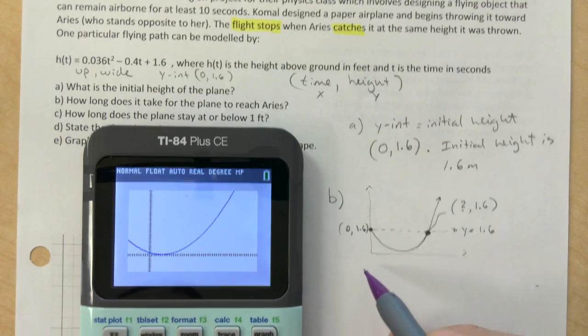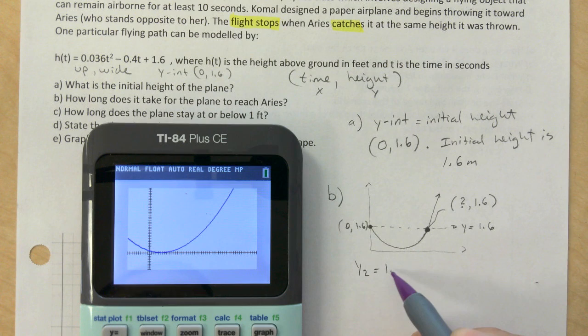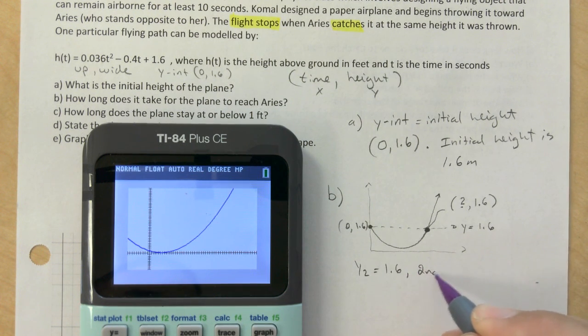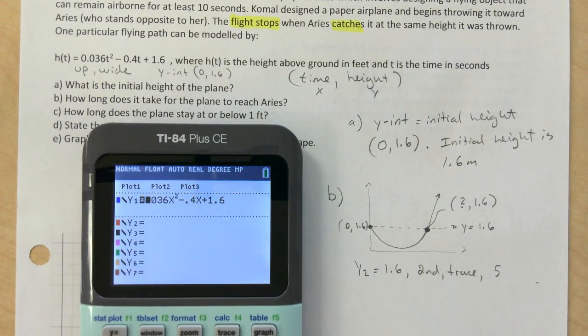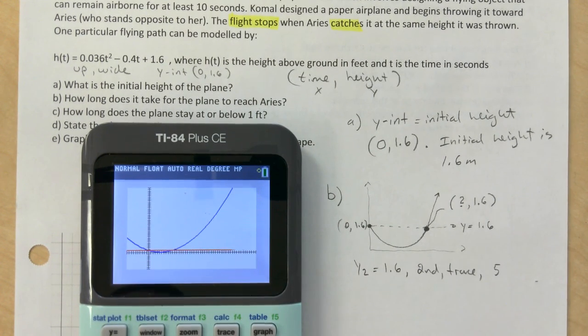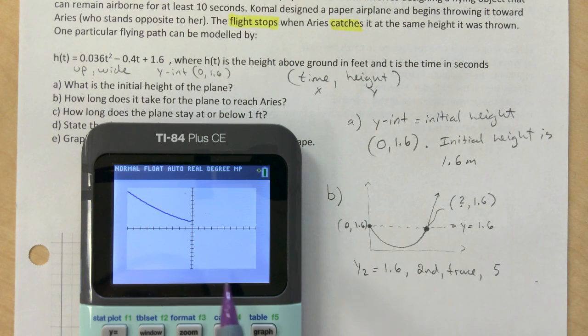So to find that, we're going to make y2 equal to 1.6. Then we're going to go second, trace 5. So go to your calculator, type in 1.6. And it's a little small. So you know what I'm going to do? I'm going to go zoom 6, okay? Because I know that I'm going to be closer to the action here.